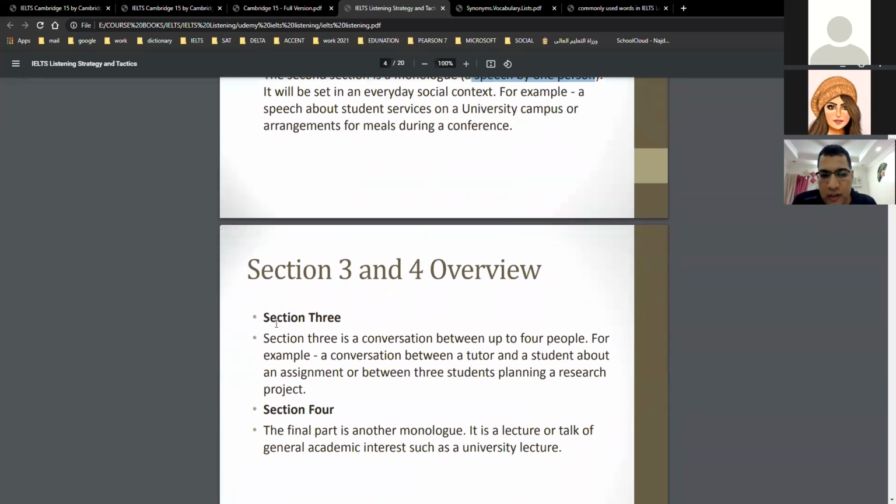Section 3 and 4. Section 3 is a conversation between 2, 3, maybe 4 speakers. It's about school, university, assignments, homework, research.